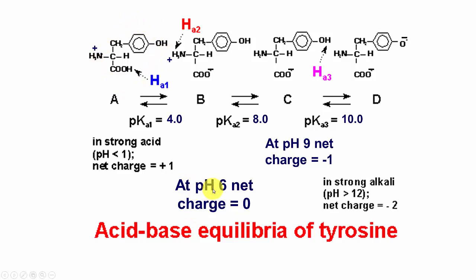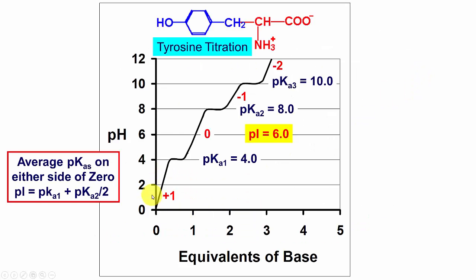Net at pH 6, the net charge is 0. So net charge is 0 here: 1 negative charge, 1 positive charge. At pH 9, net charge is -1. And the pKa is 8 for this change here, 10 for there, and 4. So it has 3 pKa's and 4 different species.